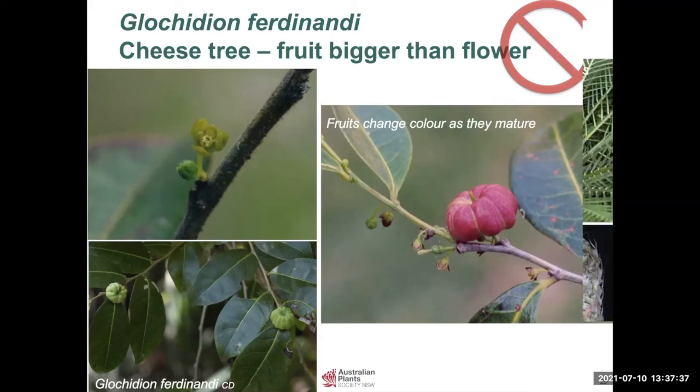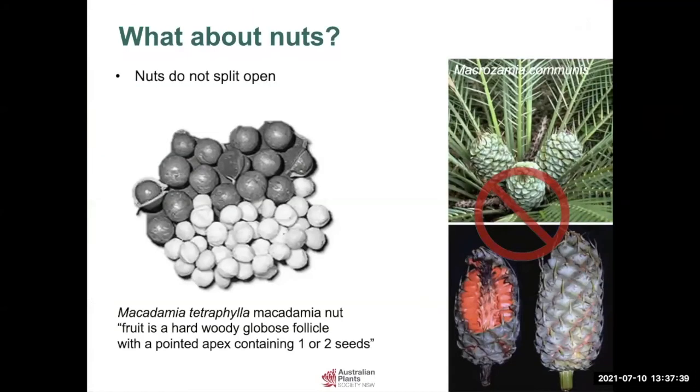And then what about nuts? Now, I was a little bit reluctant to put this in because it sort of does open up, go into a whole new area. So nuts are a form of fruit, because they do contain a seed, but nuts do not split open. I've just got two examples there.